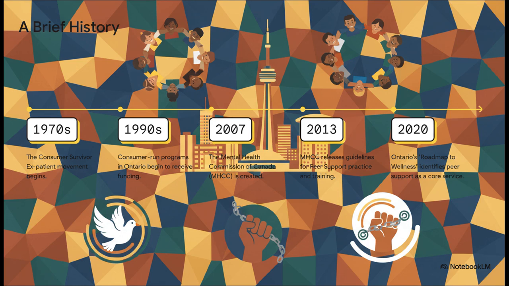Understanding where we came from really gives our work some context. Peer support wasn't just invented one day, it was born out of the consumer survivor movement. It's a practice that's deeply rooted in advocacy and social justice and in the fight for self-determination.